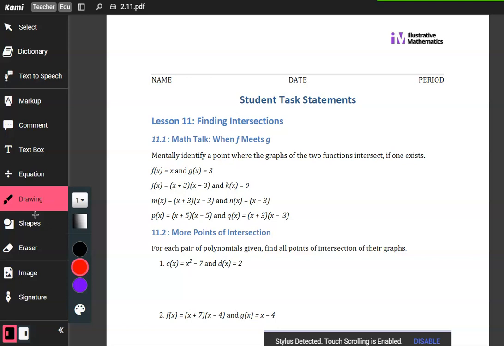All right, lesson 2.11. 2.11 is about finding intersections. 11.1, when F meets G. This is your warm-up.